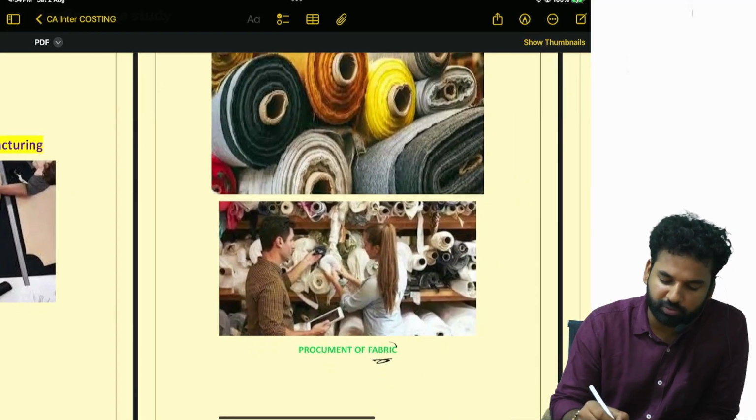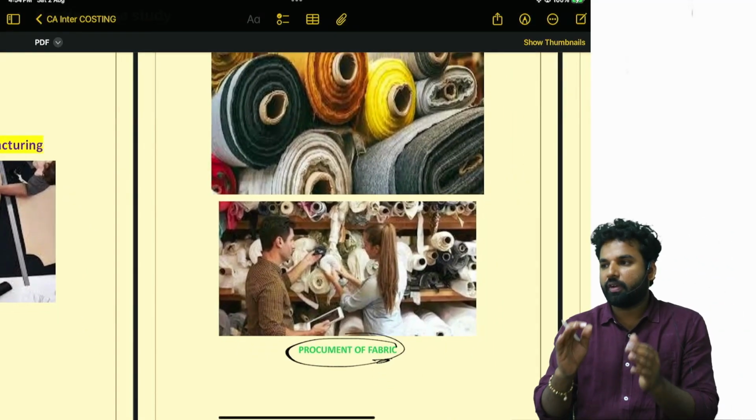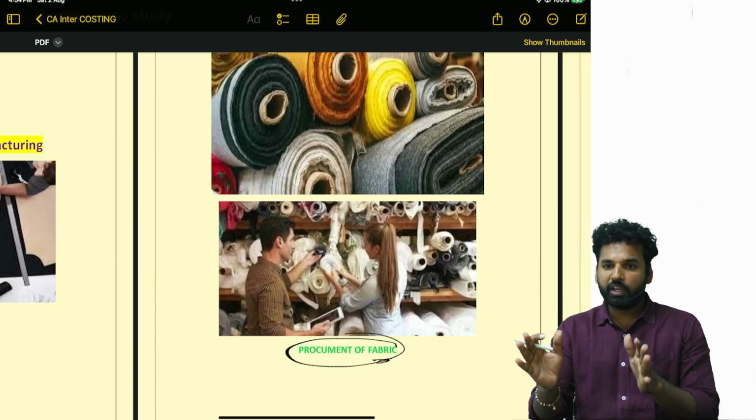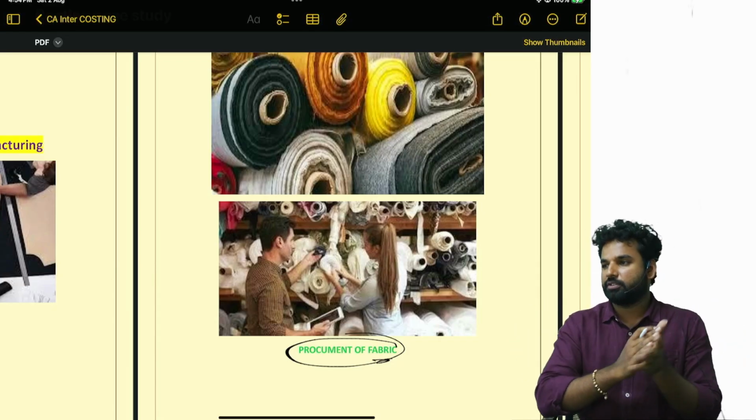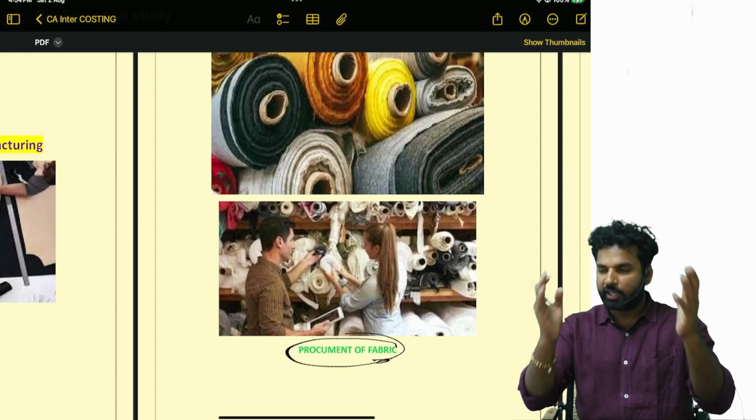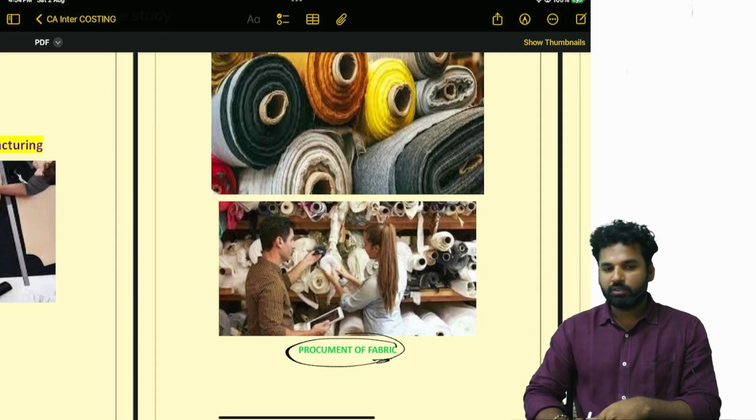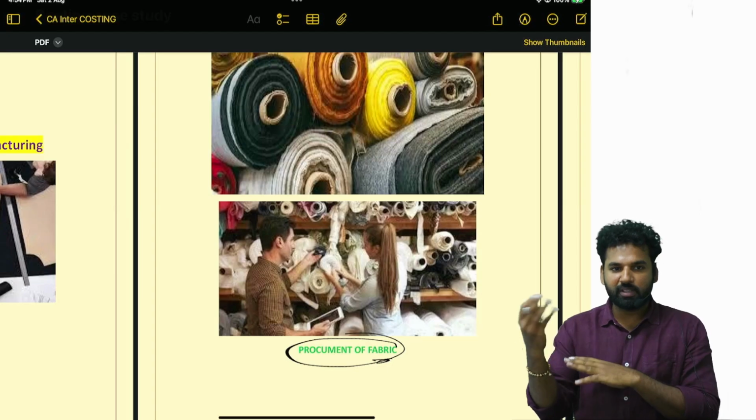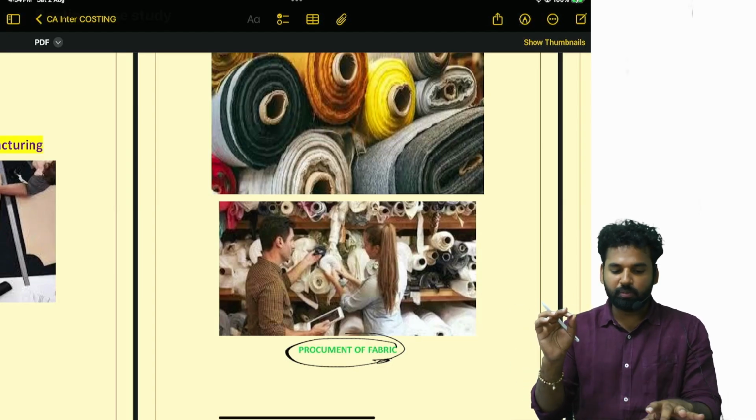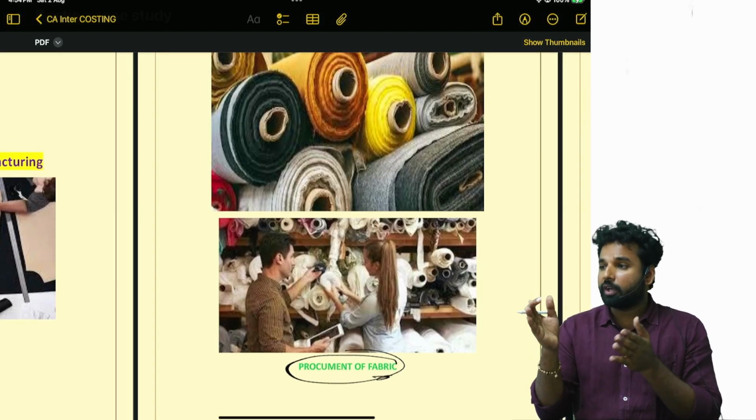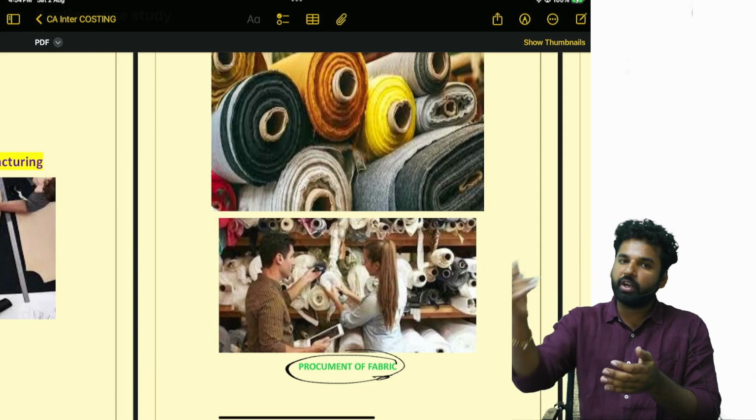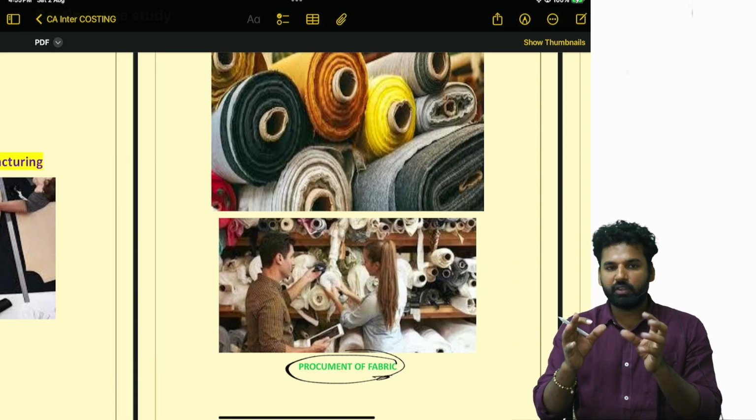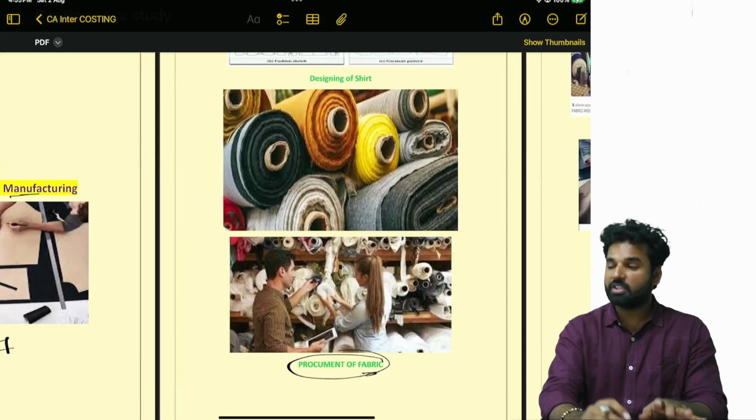So procurement of the fabric. For procurement of the fabric also, there shall be a separate team. That shall be in coordination with the designers. What the designer is thinking has to be implemented. With the better fabric quality, it will be implemented. Otherwise, the result will be something different. That's why we shall be needing a better procurement team, which shall be working in coordination with the designers. So procurement shall be made.